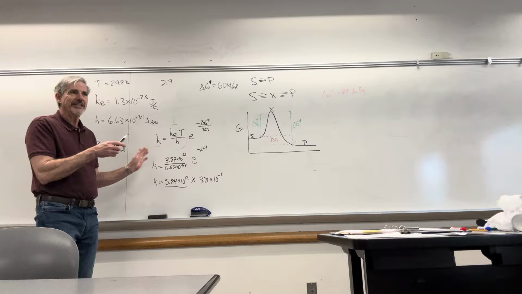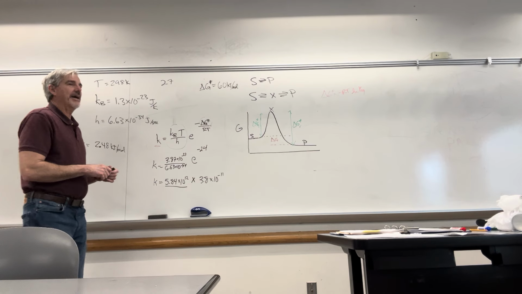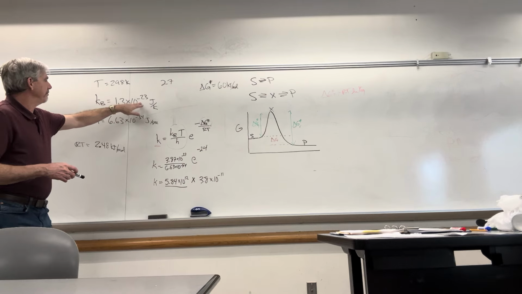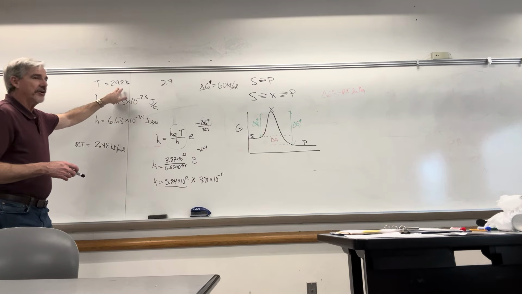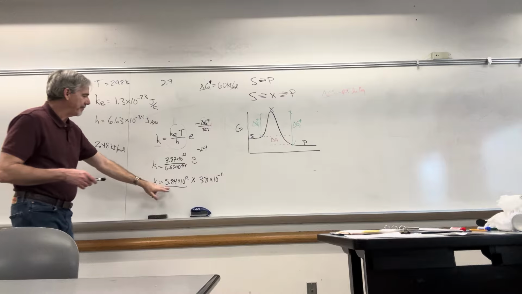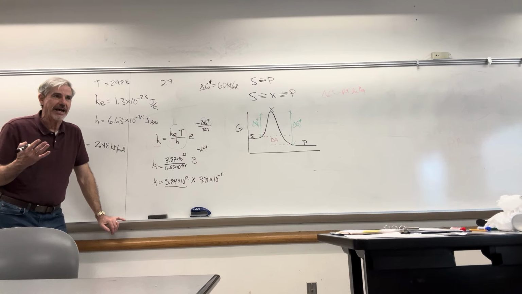Has anybody else gone through those calculations? I think I accidentally did RT instead of just T itself. Okay, so when you multiply out 1.3 times 10 to the negative 23rd, temperature is 298, divide that by 6.63, you should get something around 5.84 times 10 to the 12th, depending on how you round.